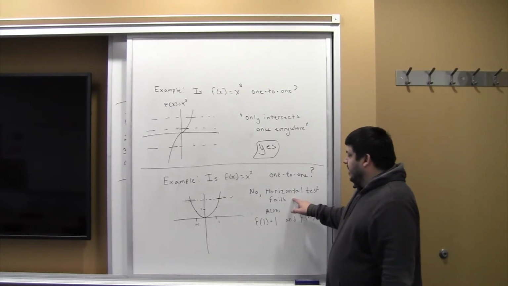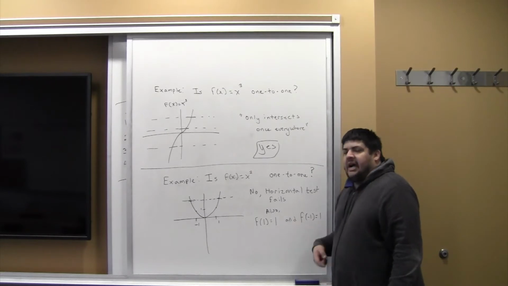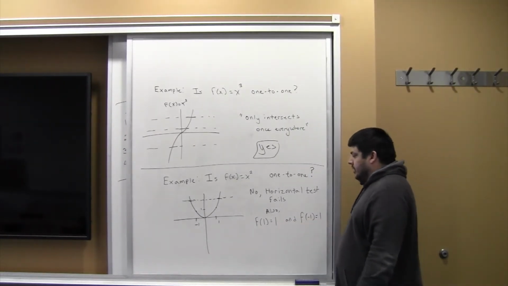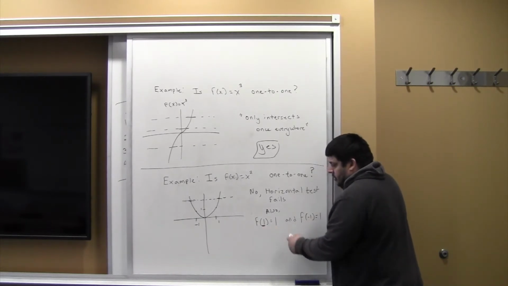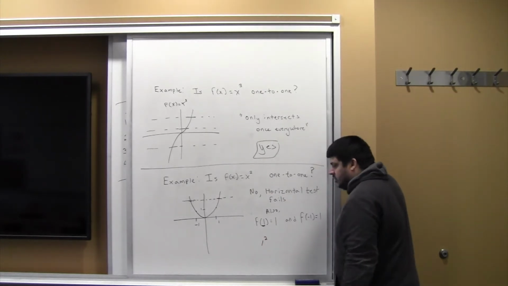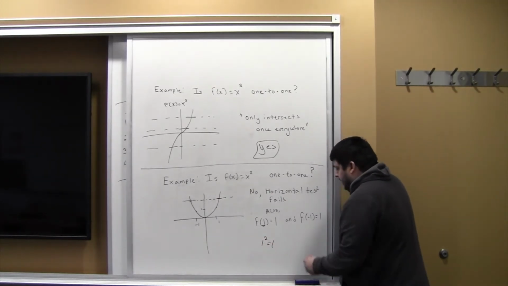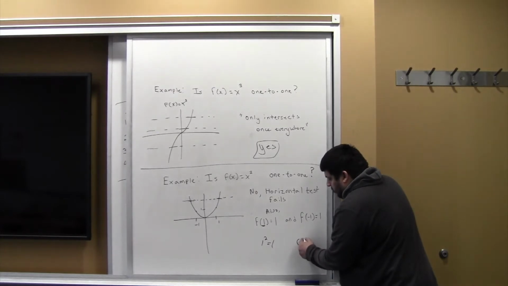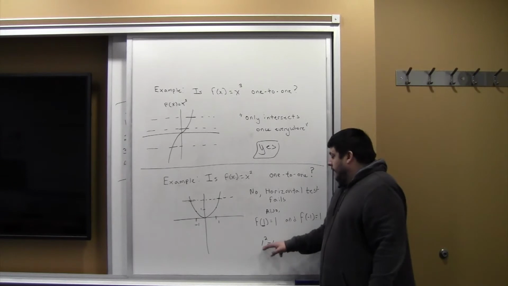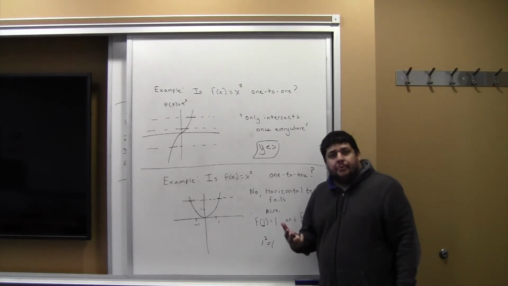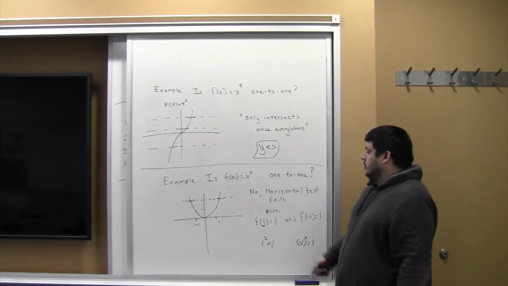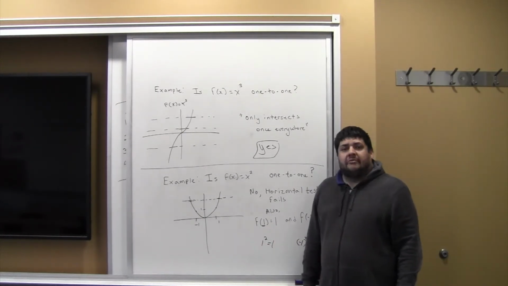The horizontal line test fails. But to understand the definition as well, I went ahead and wrote down here, look what happens when we plug in 1. 1 squared is equal to 1. And then if I plug in negative 1, negative 1 squared is also equal to 1. So there are two x values, two inputs, that produce the same output. And because of that, we can also say that this is not a one-to-one function.